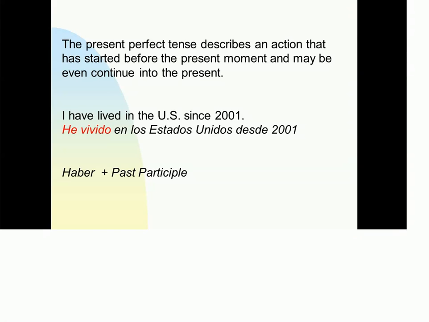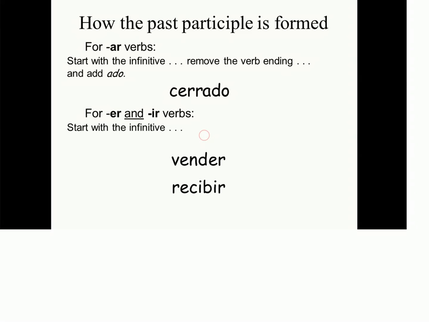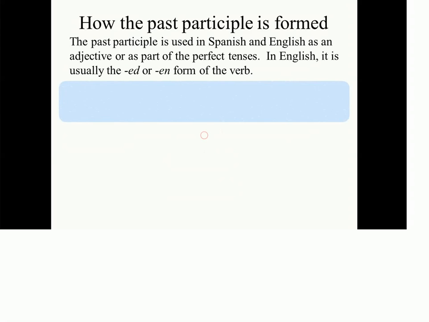Well, to form the present perfect tense in Spanish, you use the verb haber plus past participle. But how do we form the past participle? For AR verbs, we start with the infinitive, like cerrar. Then you remove the verb ending, and you add ado. For ER or IR verbs, we start with the infinitive, like vender or recibir. Then you remove the verb ending, and you add ido.